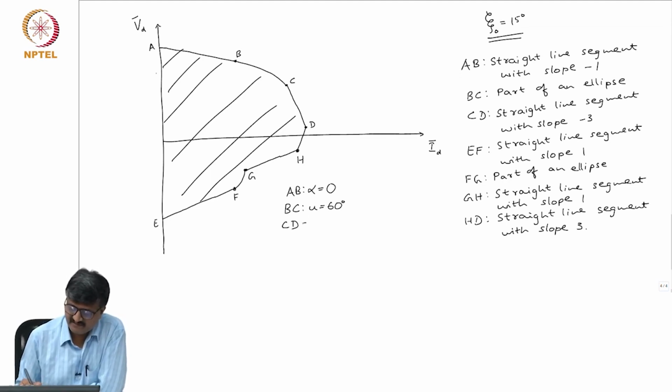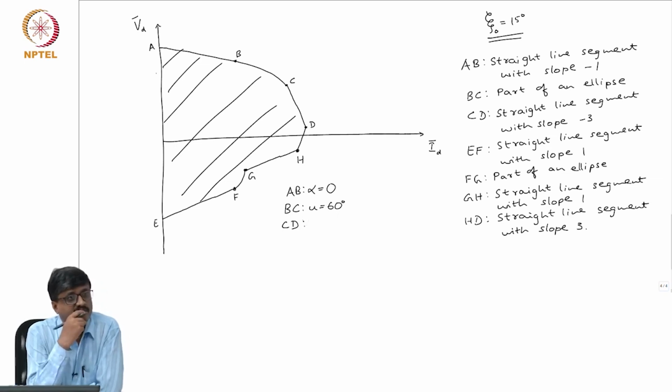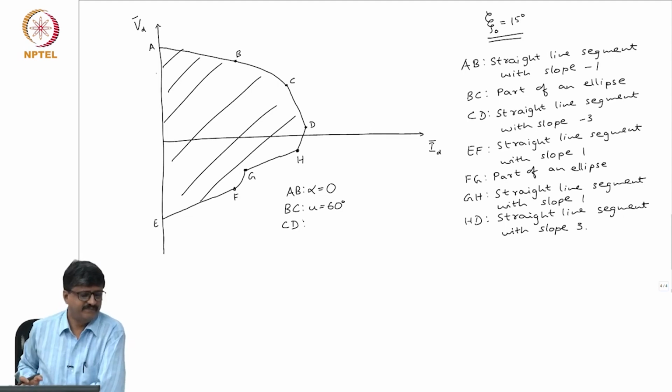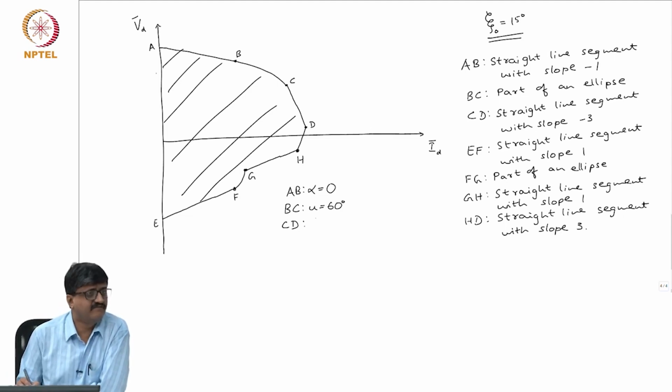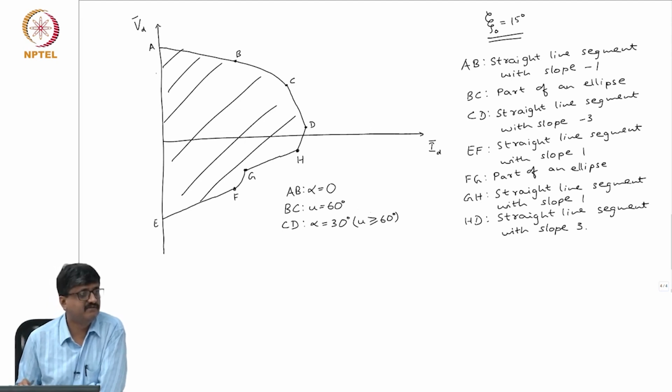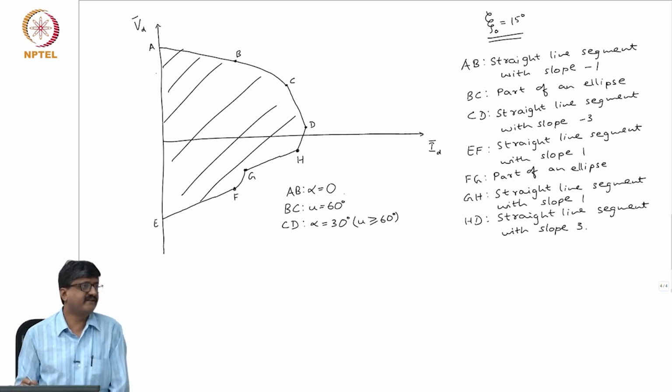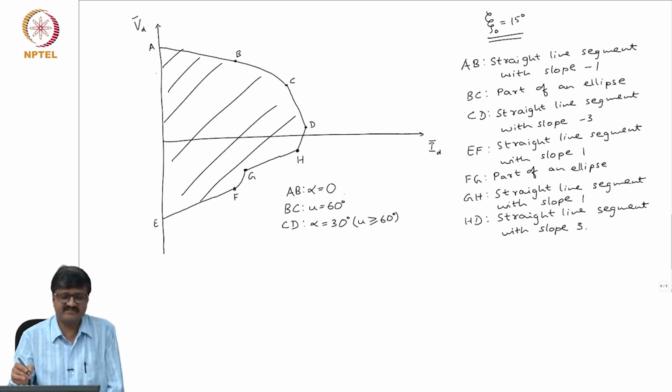Then if you take CD, so this is constant alpha, constant gamma, constant U, constant gamma. See, constant gamma will always give positive slope, whether it is 2 and 3 valve conduction mode or 3 and 4 valve conduction. So this is constant alpha, and this corresponds to alpha equal to 30 degrees. So here U is greater than or equal to 60 degrees. See, I didn't say what is the value of U for AB. What is the range of U for line AB? Since alpha is 0, U can't be greater than 60 degrees. So U is less than 60 degrees for AB.